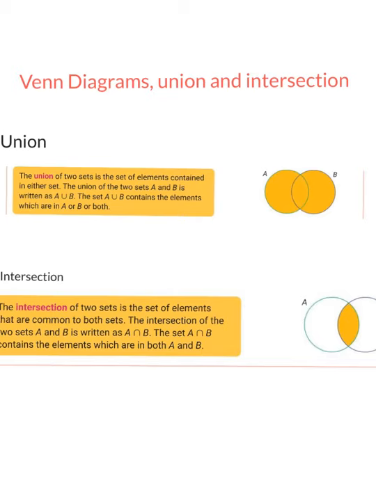Okay guys, so we're moving on then to lesson 2 in sets, and today we're going to do the Venn diagram, union and intersection. So it's important that you know what a union and intersection is and the symbol first. So we just go through this.